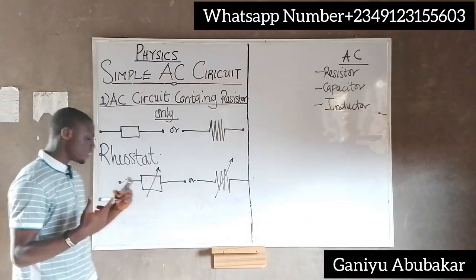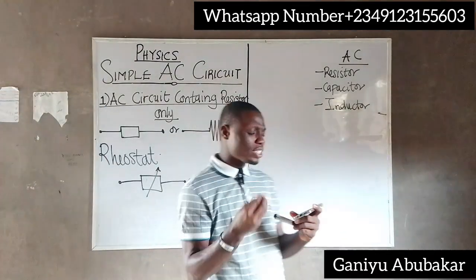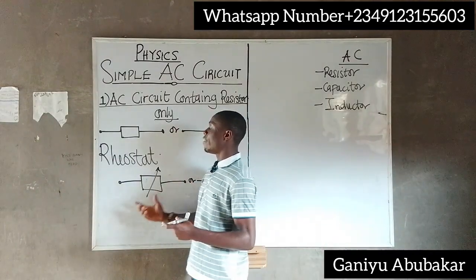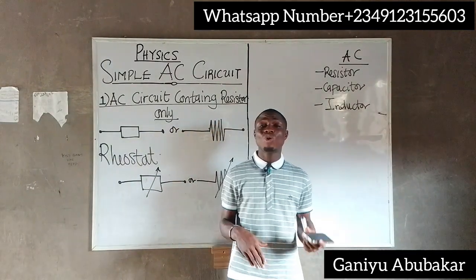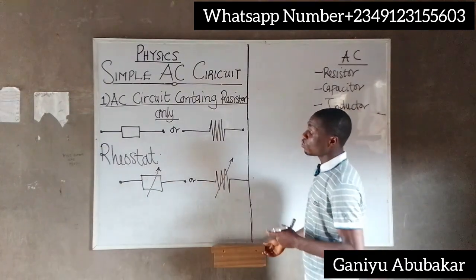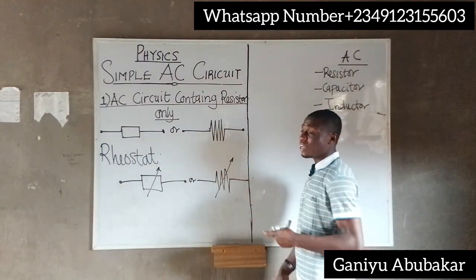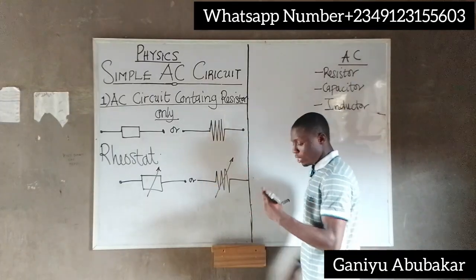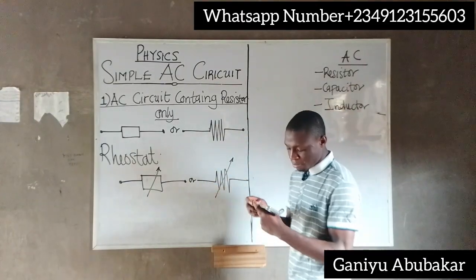So what's a rheostat? By the way, a rheostat is a variable resistor. So the value of a rheostat can be changed or altered. That's simply a rheostat. So you see this, you shouldn't be afraid. This is a rheostat. This is a resistor.